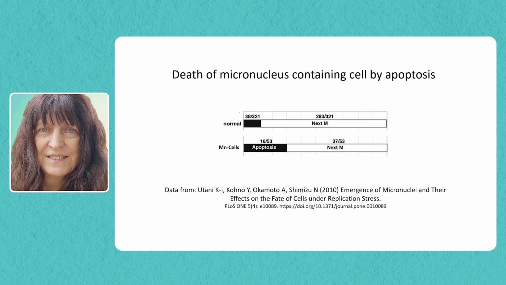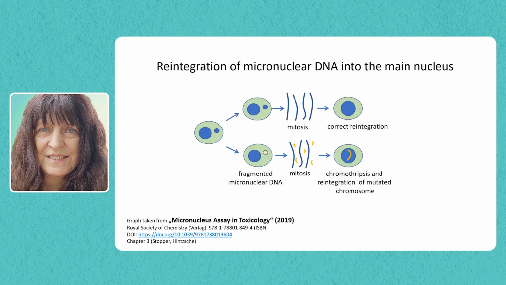More of them go into apoptosis. So it seems that the presence of a micronucleus is a signal for the cell to go into apoptosis, although not all of the cells do it, but some do, more than in control. And this is about chromothripsis, and this is really an interesting process. I just have briefly mentioned it before. Now let's look at it again.